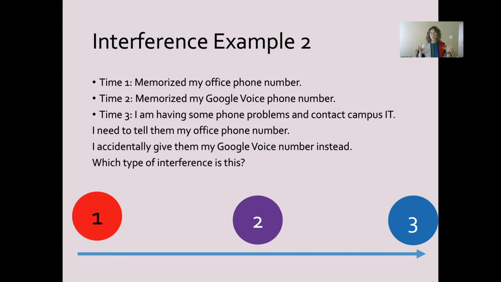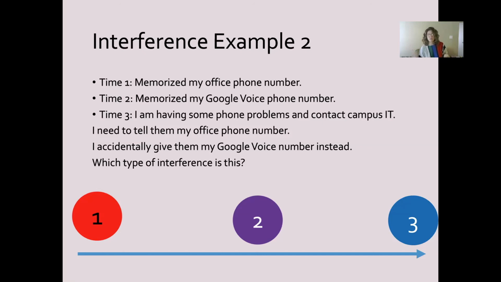Okay, first, I want to identify the information that's being interfered with. That's the one I'm trying to retrieve. I am trying to give them my office phone number. Now I'm going to put that aside a little bit. Which is the one doing the interfering? That is my Google Voice phone number, what came out instead. That's not what I wanted to do, but that's what I retrieved when I was looking in my mind for my office phone number. So Google Voice is our offender here.